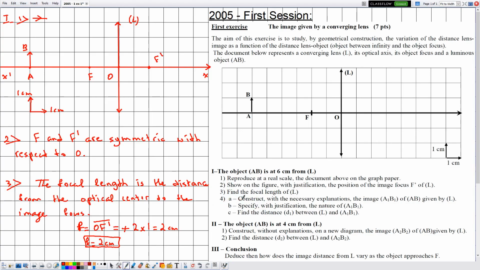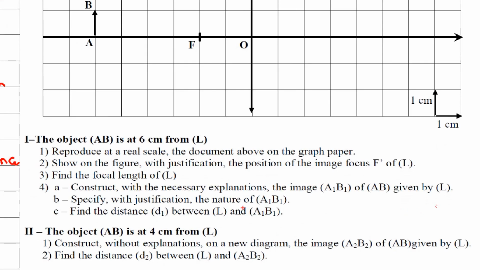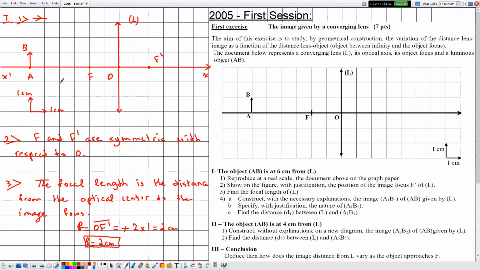Now in 4 part A, they are telling me construct with the necessary explanations the image A1B1 of AB given by L. And the word construct means that we need to trace and justify at the same time. Notice that till this moment, we didn't trace any ray issued from B. Therefore, in order to construct the image A1B1 of AB, we need to consider 2 incident rays issued from B in which we know how to complete their path. Then we will be able to trace and justify the image. So let me make some space.